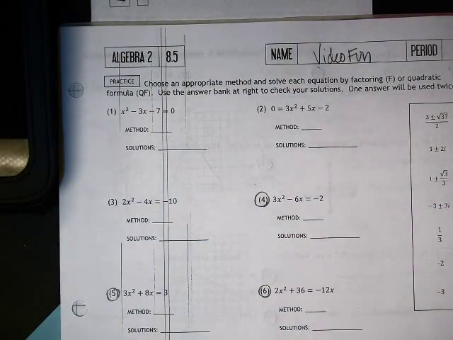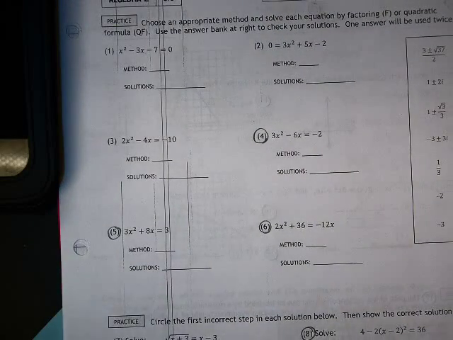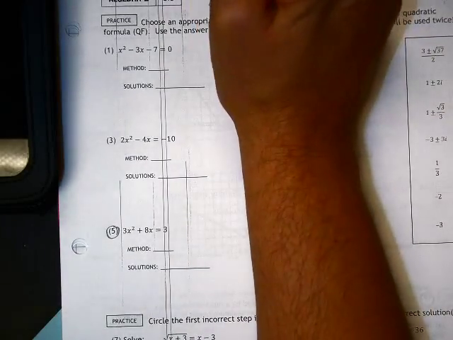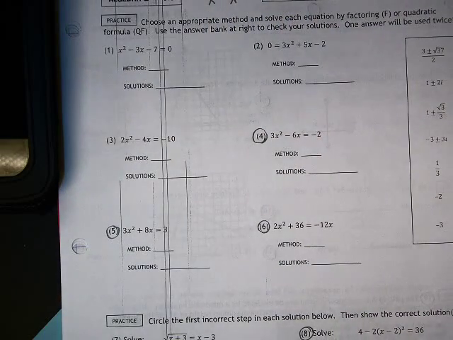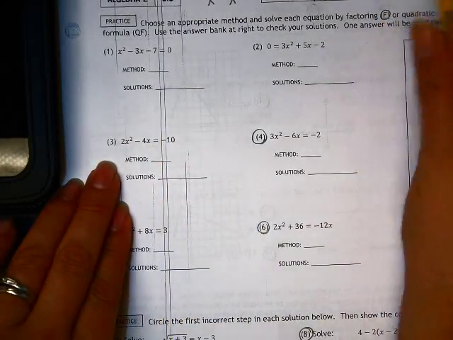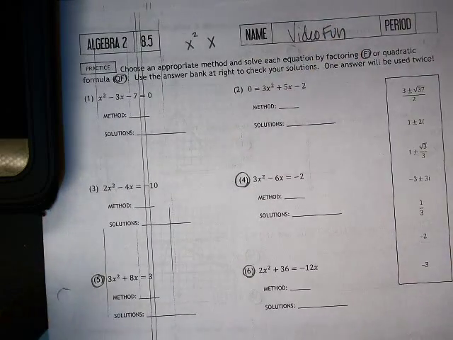All right, hi guys. We are looking at solving for each of these quadratics, and in all of these problems you have both an x squared and an x. And anytime you have an x squared and x, you really have three options. You have either factoring, you have quadratic formula, or you have completing the square.